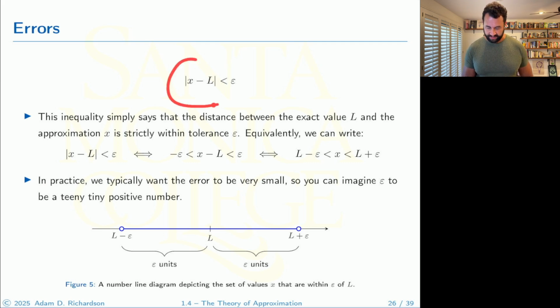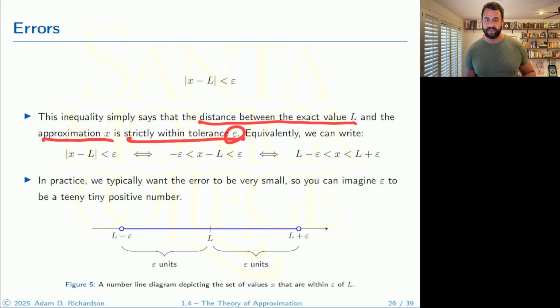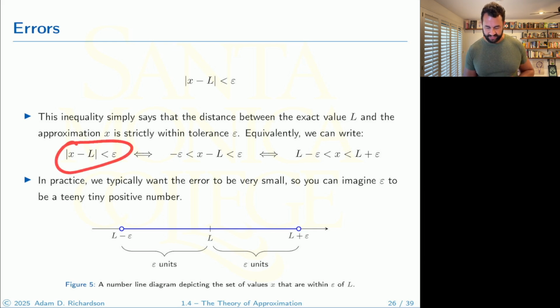So, looking at this symbol for a minute, what we're really saying is that the distance between the exact value L and the approximation x is strictly within tolerance E, epsilon, sorry. Right? Now we're going to do a tiny bit of algebra, but we're just going to use the notion of distance and differences again, right? So here we're saying the distance between x and L is less than E.